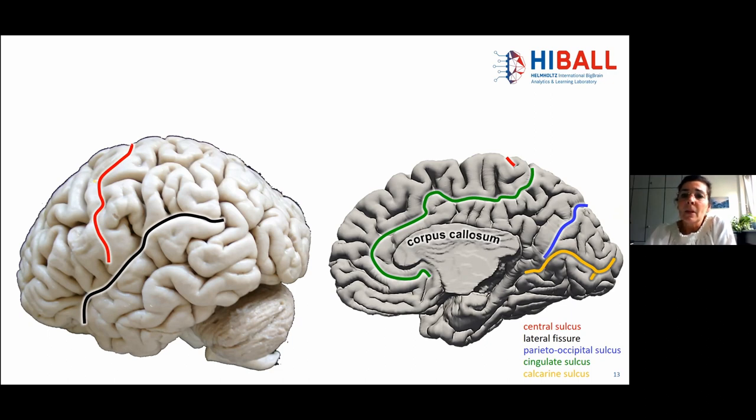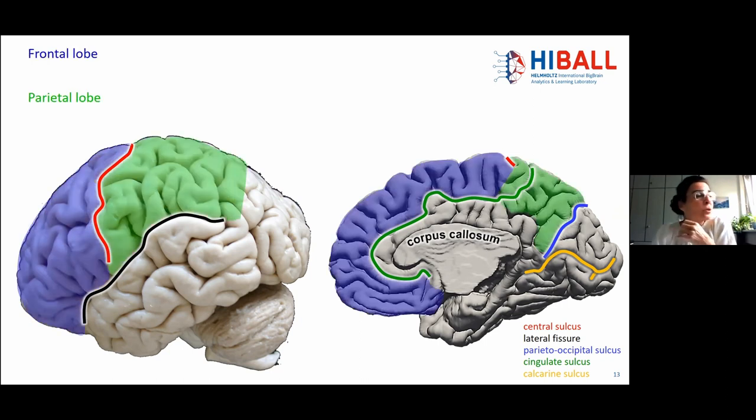And we've got the lateral fissure in black, the parietal occipital sulcus in blue, the cingulate sulcus in green, and the calcarine sulcus in yellow. And the central sulcus serves as a macroscopic landmark to set the boundary between the frontal and the parietal lobes, which I've highlighted in blue and in green.